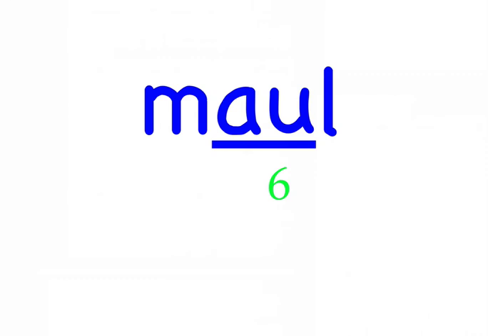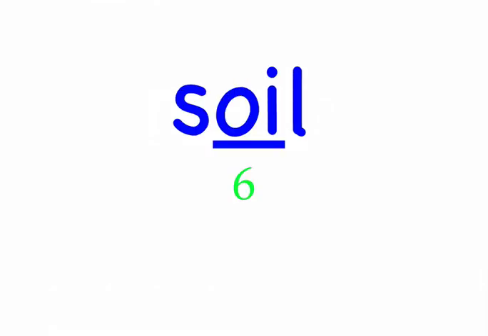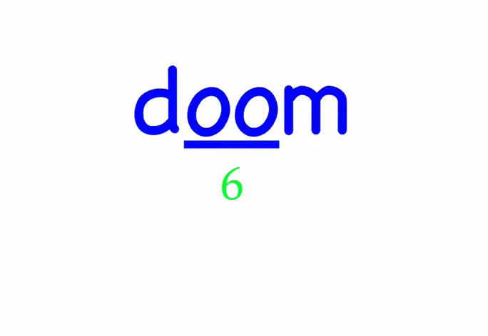Soil. The soil is wet from all this rain. Soil. 3 sounds. S, oi, ul. Soil. Doom. All this doom and gloom is depressing. Doom. 3 sounds. D, oo, m. Doom. Fawn. The baby fawn walked through the forest. Fawn. 3 sounds. F, aw, n. Fawn.